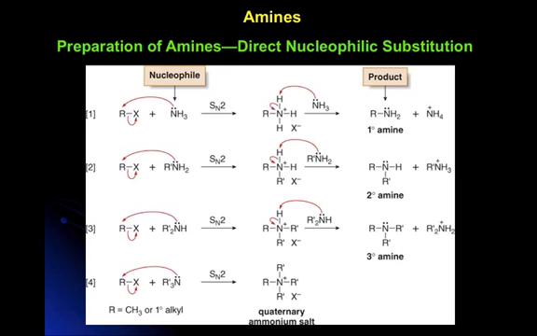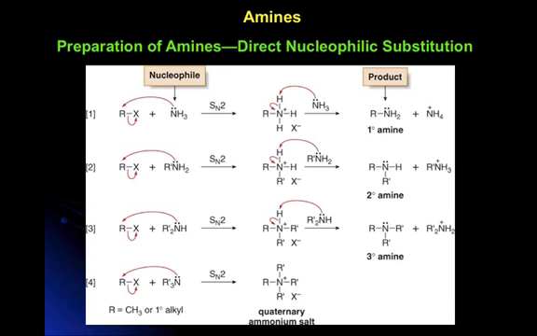On paper, that looks really nice and convenient, but there's a problem, and that is that the primary amine is actually more reactive than the ammonia in terms of an SN2 reaction. Why is that? Why would a primary amine be more reactive than ammonia in an SN2 reaction? That's right, it makes that lone pair more basic or more nucleophilic.